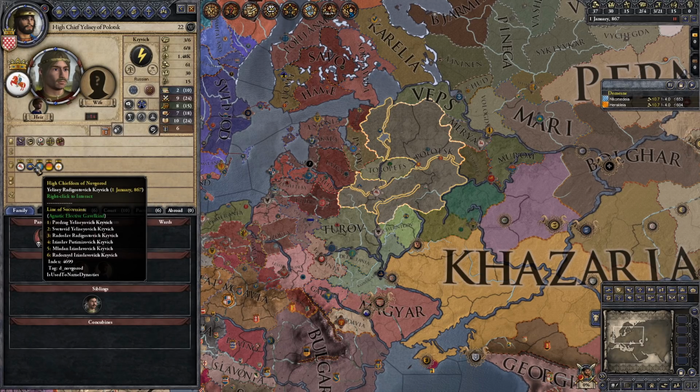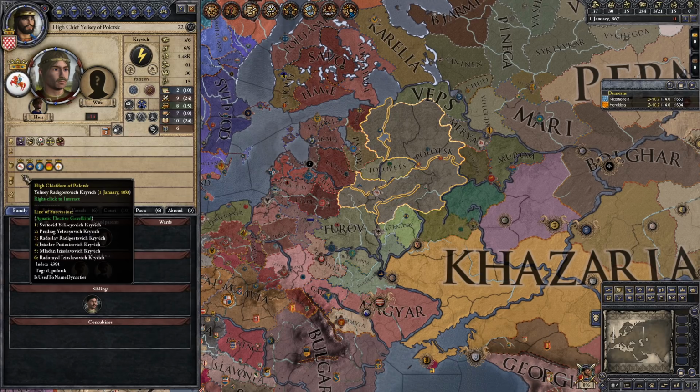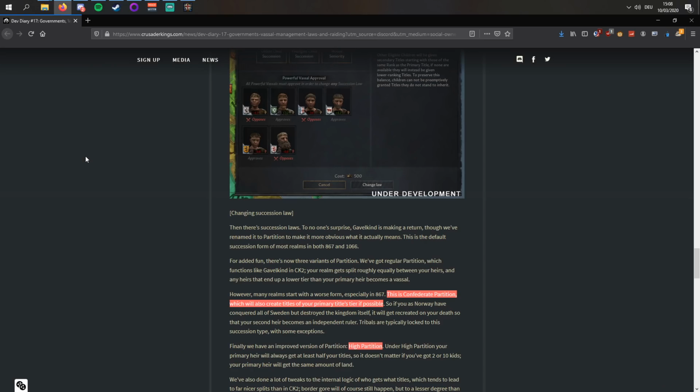It would create, let's say, okay, I bunked this. Don't worry about it. If the Duchy of Novgorod were not created, if he would not hold it, but he has 2 children, then it would be created under elective Gavelkind. The primary title, Polotsk, would go to this child, and then the other one would go to this one. In normal Gavelkind, that only happens if you have multiple top-tier titles. If you only have one, then it doesn't actually split the realm.